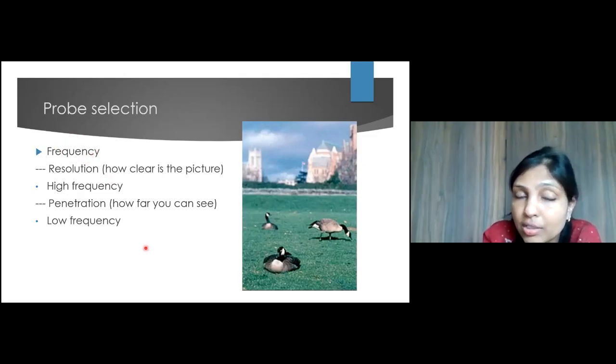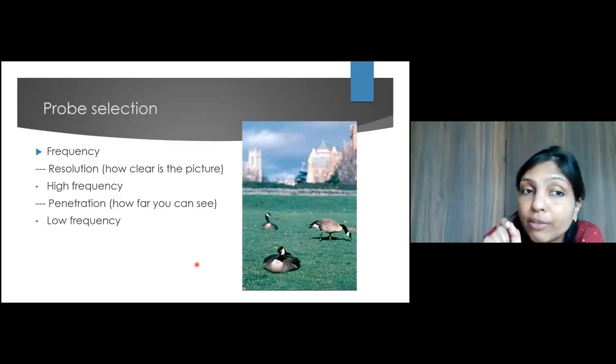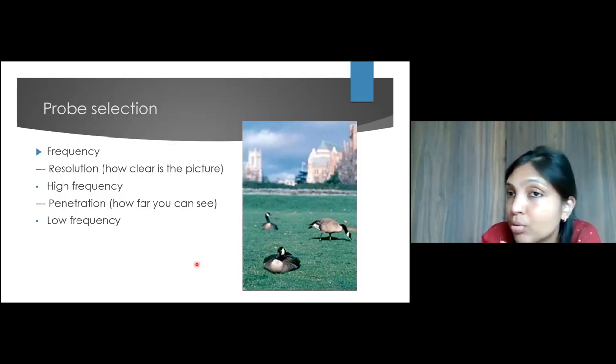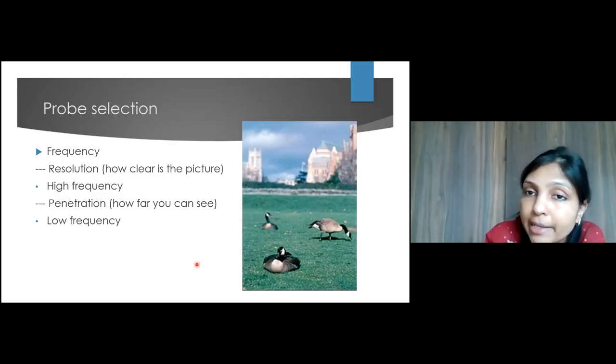The resolution defines how clear the picture would be. And that is what I wanted to say essentially, that the higher the frequency of the probe, the clearer the picture will be. The lower the frequency of the probe, there is going to be poor resolution, but you are able to go a larger depth into the tissue to picturize it.